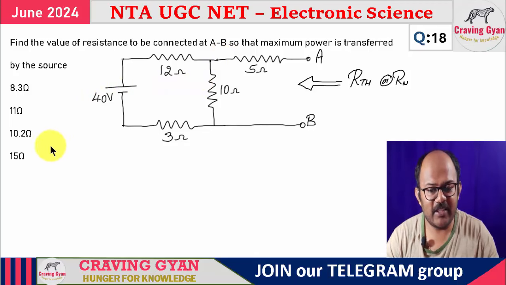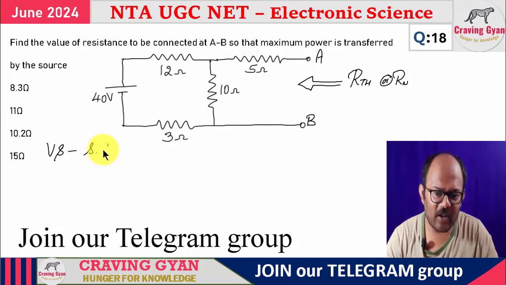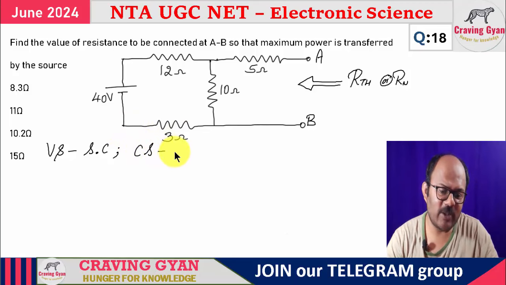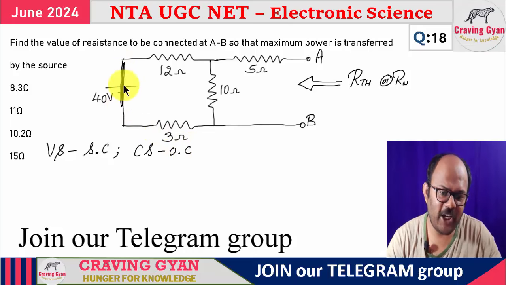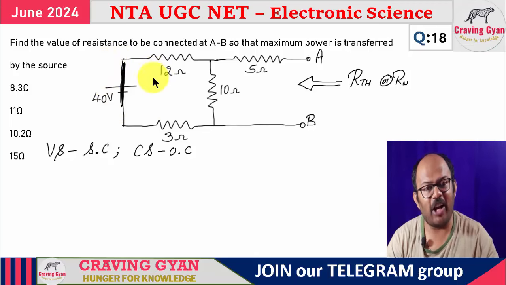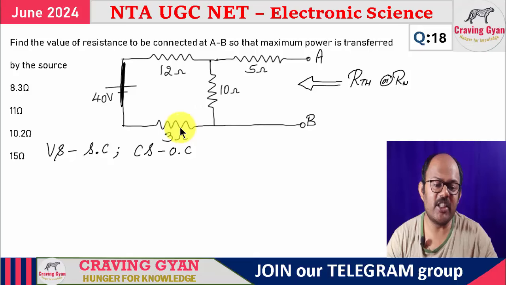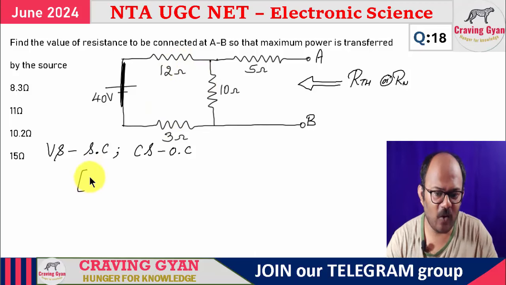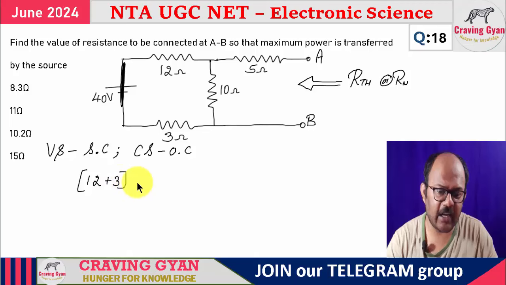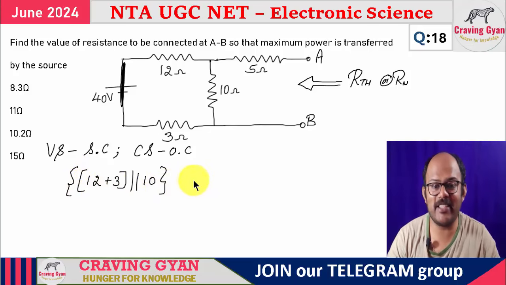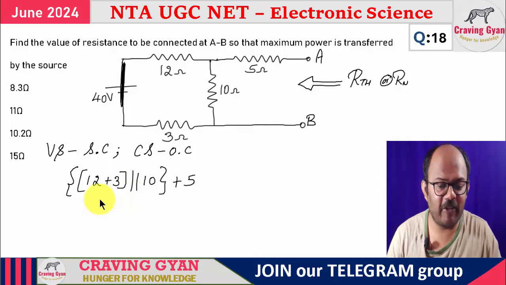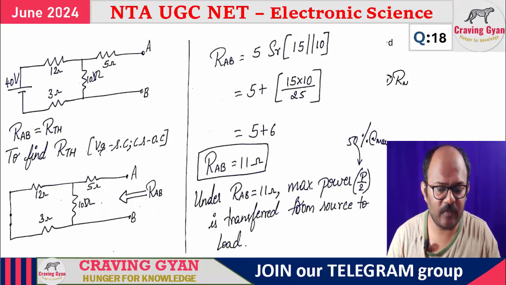How are we going to find it? See, a voltage source, whatever you have, you have to treat as a short circuit. You have to de-energize it by short circuiting it. Similarly, if you have a current source, you have to open circuit it. So the 40 volt battery is there, short circuit it. When you short circuit the 40 volt battery, you will have this 12 ohm and 3 ohm connected in series, not in parallel. Why? 10 ohms is there. So this 12 ohms and 3 ohms are connected in series, which is in parallel with 10 ohms. This entire combination is in series with 5 ohms. What is 12 plus 3? 15. 15 in parallel with 10.